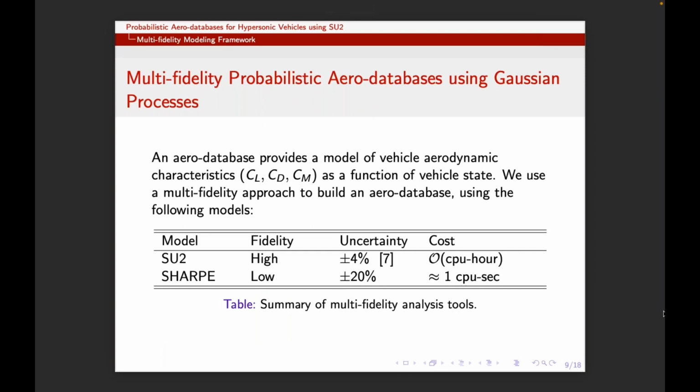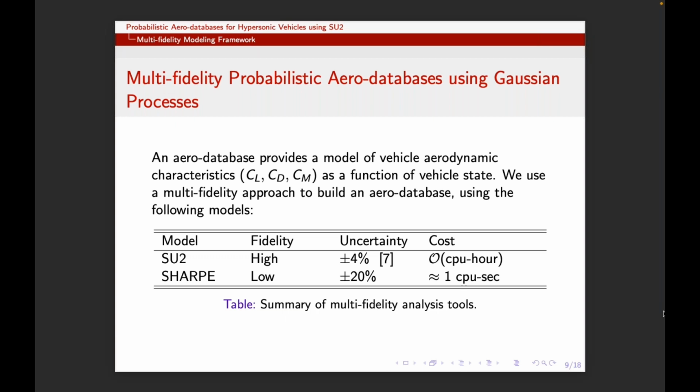For the definition of an Aero Database, which is a contraction of aerodynamic database, that's going to provide a model of vehicle aerodynamic characteristics. So we're focusing on CL here, but that could also be drag coefficient, moment coefficient as a function of vehicle state. And just to summarize the models that I discussed previously, SU2 is our high fidelity, and we're able to employ some uncertainty estimates from the literature to give us an indication of what the error bars are around our SU2 simulations. And on cost, that's on the order of CPU hours. We're running on a cluster, so the simulations themselves are shorter in terms of time, but in total cost, it can be on the order of 1 to 10 CPU hours.